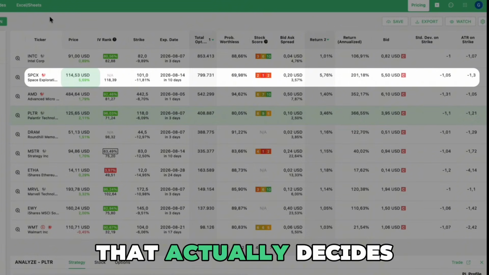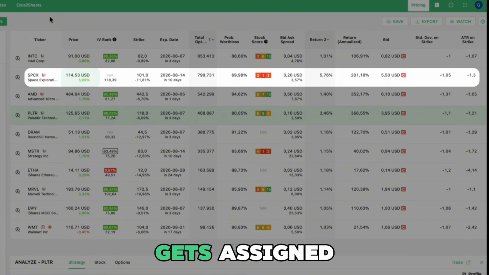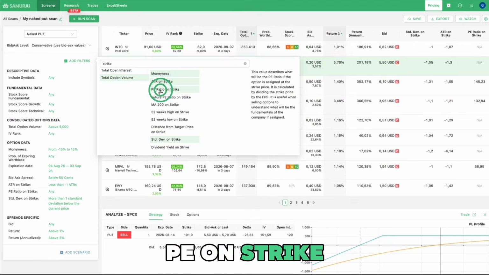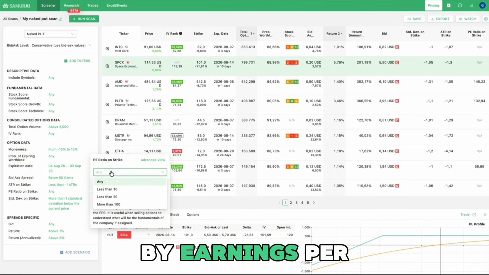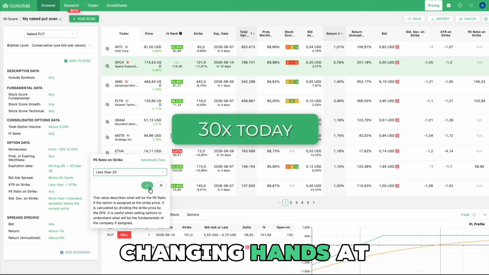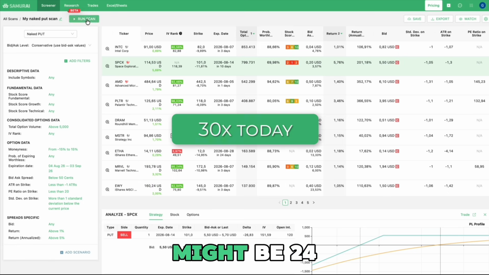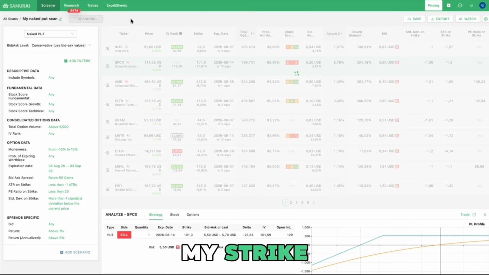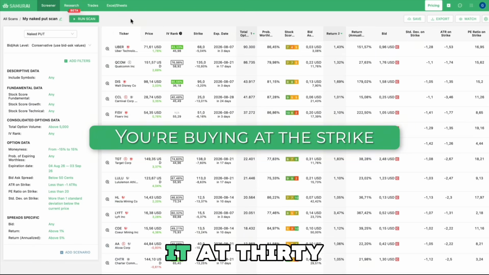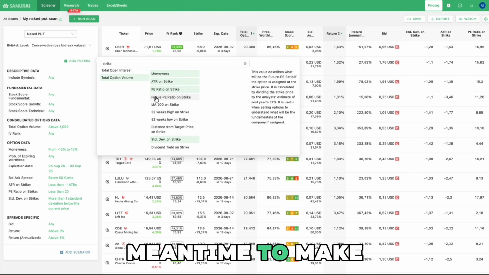Now the part that actually decides the trade for me. If this thing gets assigned, what am I buying and at what multiple? PE on strike takes the strike and divides it by earnings per share. So a stock changing hands at 30 times earnings today might be 24 times down at my strike. That's the number I care about. I'm not buying it at 30. I'm agreeing to buy it at 24, and I'm getting paid in the meantime to make the offer.